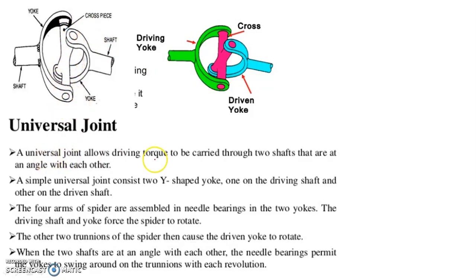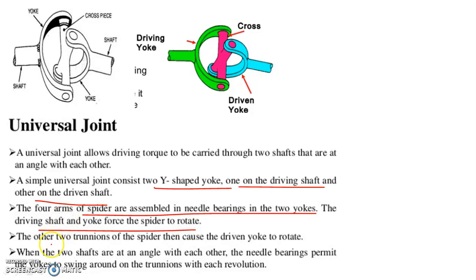A universal joint allows driving torque to be carried through two shafts that are at an angle with each other. A simple universal joint consists of a Y-shaped yoke, one on the driving shaft and the other on the driven shaft. The four arms of the spider are assembled in needle bearings in the two yokes. The driving shaft and yoke force the spider to rotate. The other two trunnions of the spider then cause the driven yoke to rotate. When the two shafts are at an angle with each other, the needle bearings permit the yoke to swing around the trunnions with each revolution.